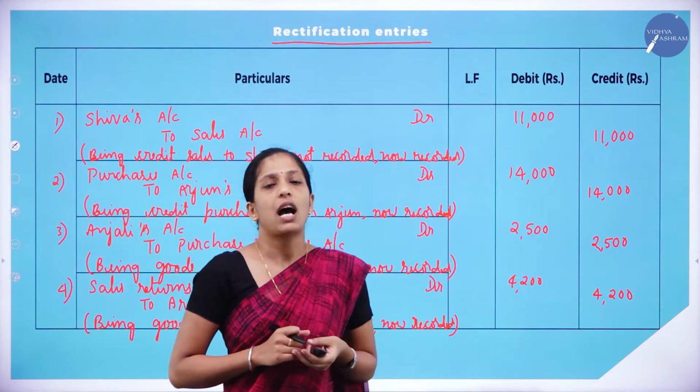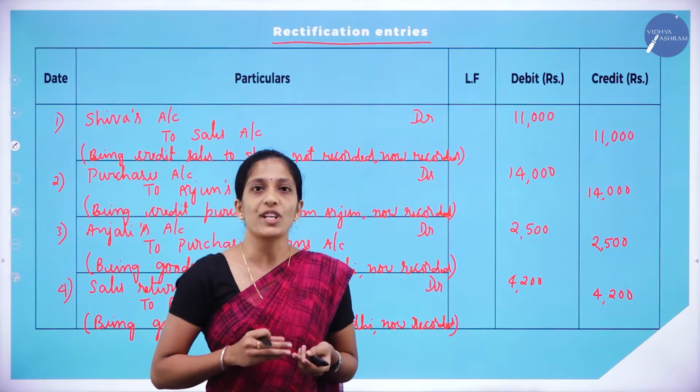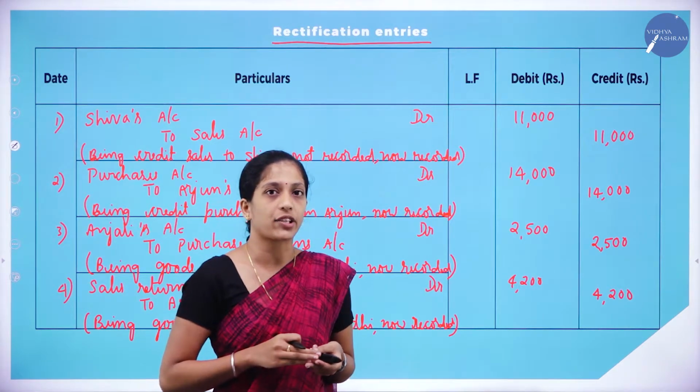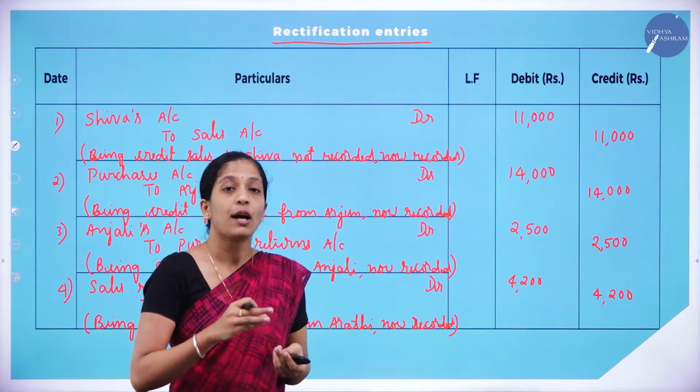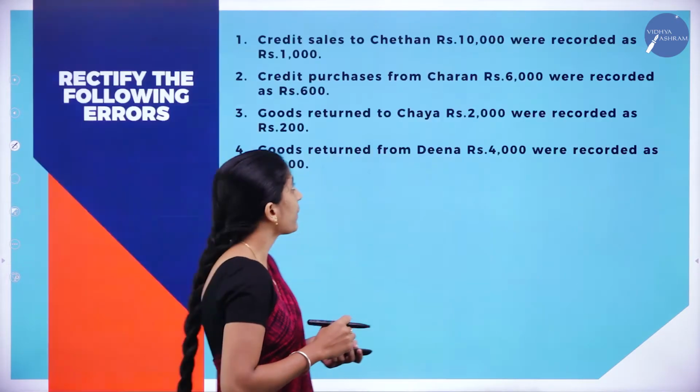So this is how we are going to solve the problem. So this problem was relating to error of omission where they have not recorded the transaction, and we have rectified these errors by recording the transaction. Now we shall move on to one more problem.